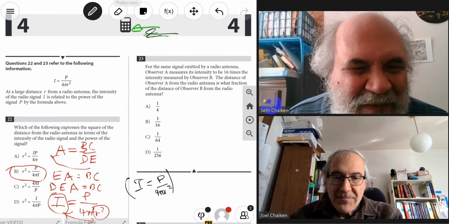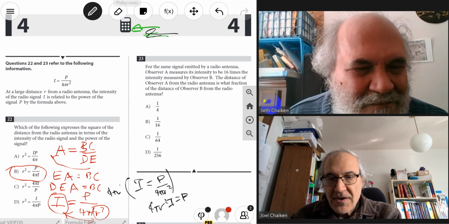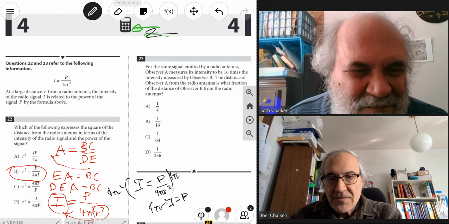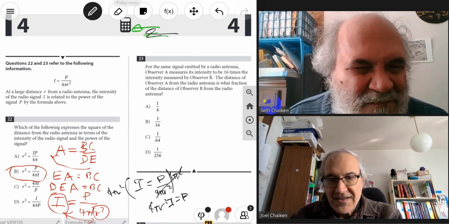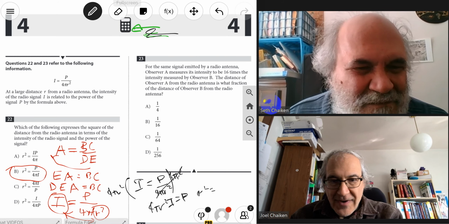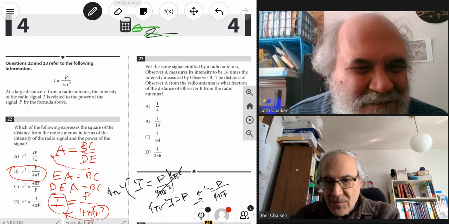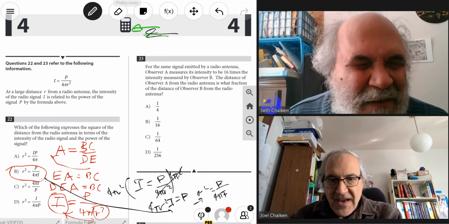So you would multiply both sides by 4 pi r squared. I is equal to p. You put a 4 pi r squared here, a 4 pi r squared here. These cancel. You get this, and then you solve for r squared, so you divide both sides by I 4. But at this point, if you realize that you're dividing by this, you could almost see that the only answer is going to be one where an I is in the denominator, and you can go from there.